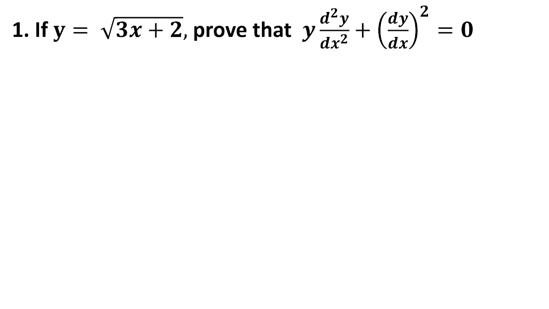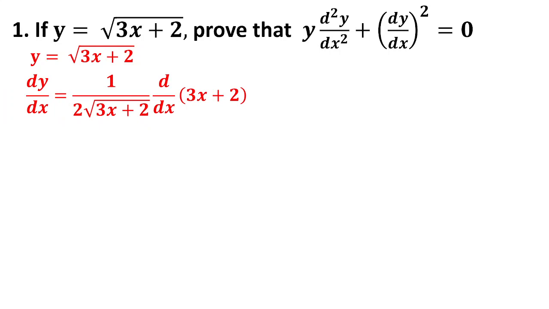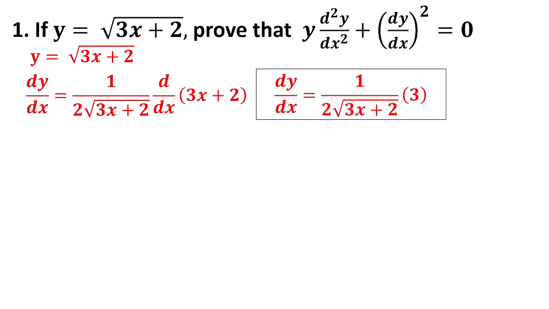Y is given as root of 3x plus 2. Prove that y into the second derivative plus the first derivative the whole square is 0. Let us take y is equal to square root of 3x plus 2, and the differentiation of root x is 1 by 2 root x into d by dx of 3x plus 2, using the chain rule. Therefore, you are getting it as 3 upon 2 into root 3x plus 2.